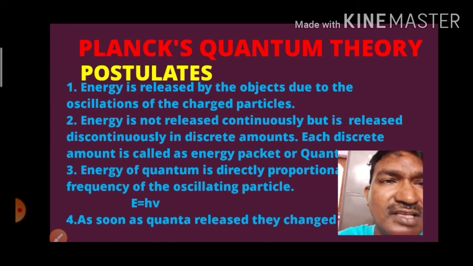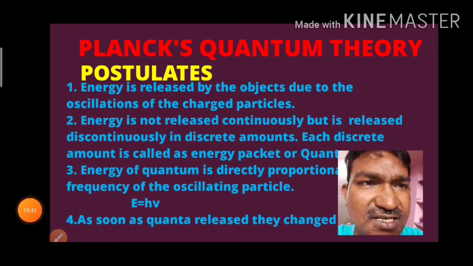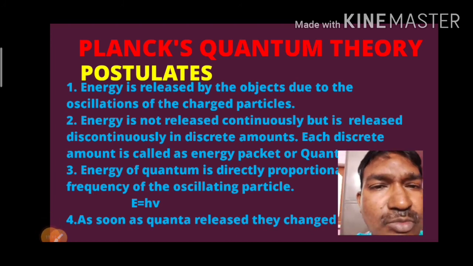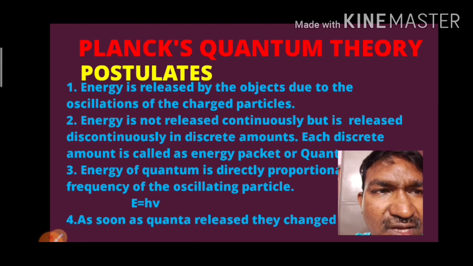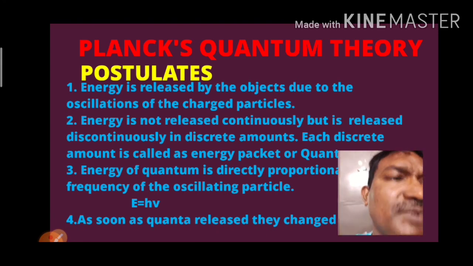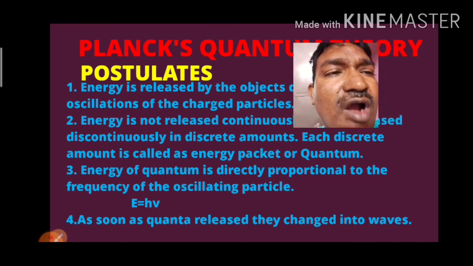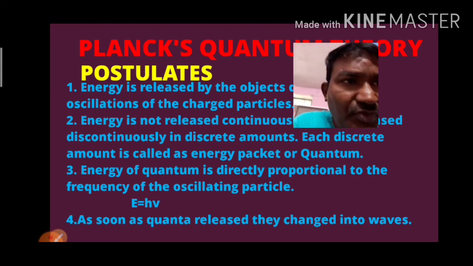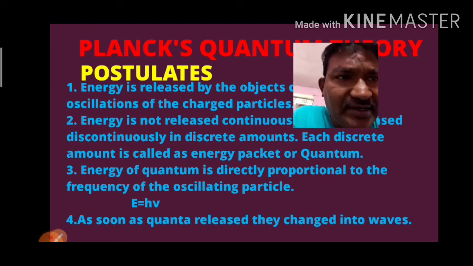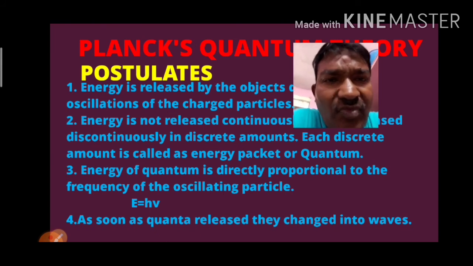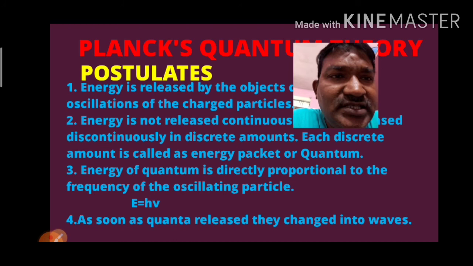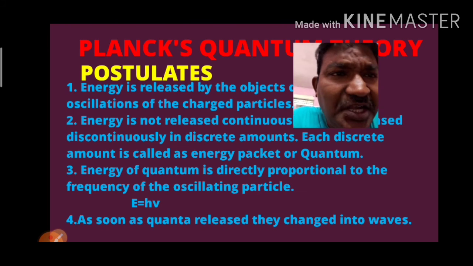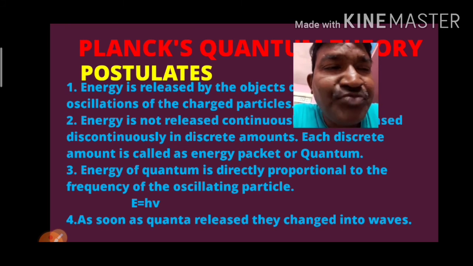Second point is that energy is not released continuously, but it is released discontinuously in discrete amounts. Discrete amounts means broken amounts. Each discrete amount here is called an energy packet. These energy packets are also called quanta. A single energy packet is called a quantum, and a group of energy packets is called quanta. And the third point is that the energy of a quantum is directly proportional to the frequency of the oscillating particle.